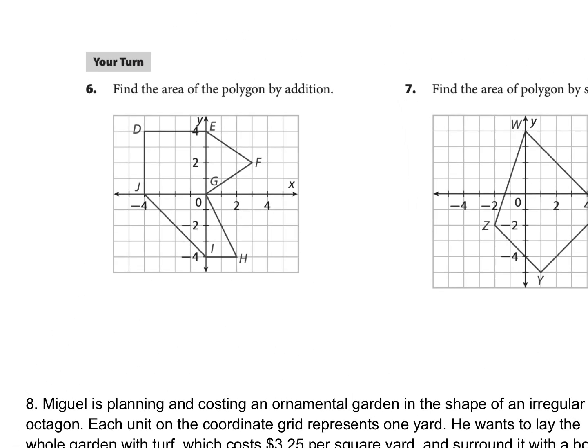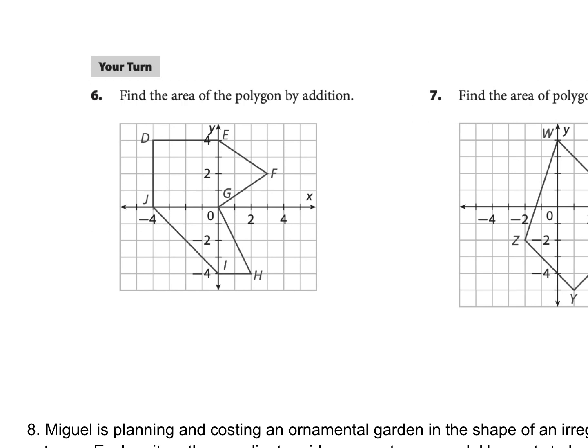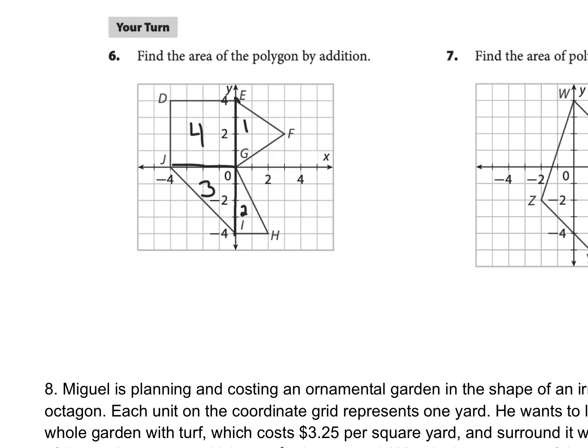Find the area of the polygon by addition. So that means we're going to add up all the figures. So I'm going to make figure 1, figure 2, figure 3, figure 4. Now pause this and see if you can do these. Let me get you started though with number 1.